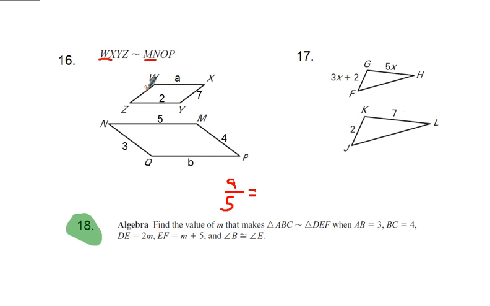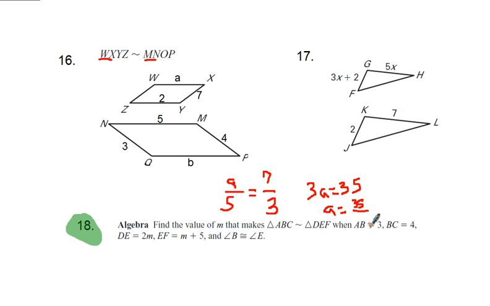And we can set it equal to, well, what do we know? Do we know XY and NO? We know XY, and yes, we know NO. So that's how you can find your scale factor between the two figures, and then you can cross multiply. 3A has to equal 35, and then when you solve, you would get A equals 35 over 3.